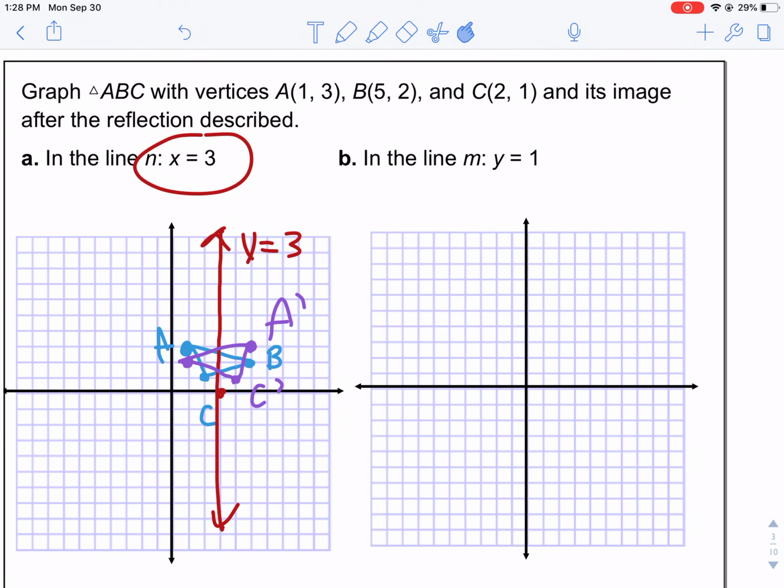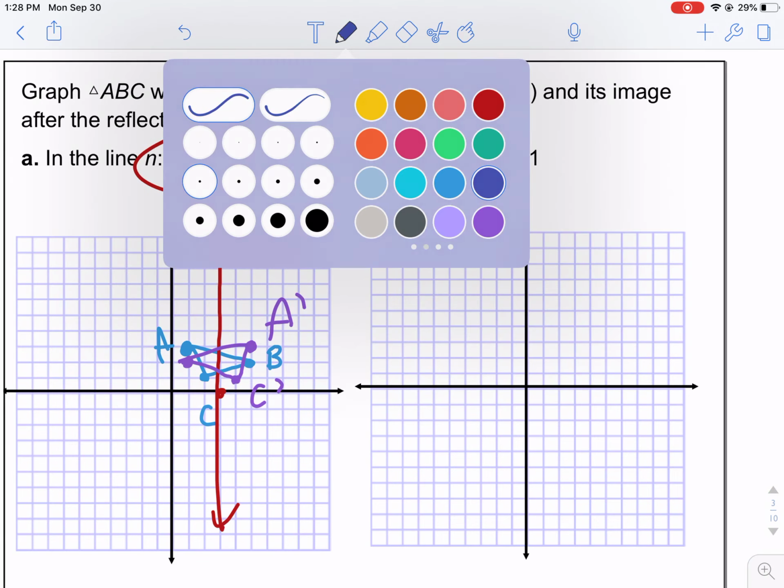So we did the example. We graphed ABC with A being at 1, 3, B being at 5, 2, and C being at 2, 1. We did the example of x being 3, so you're just graphing that. I'm going to do the next example for you guys.